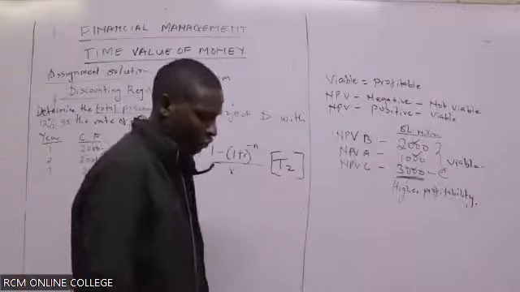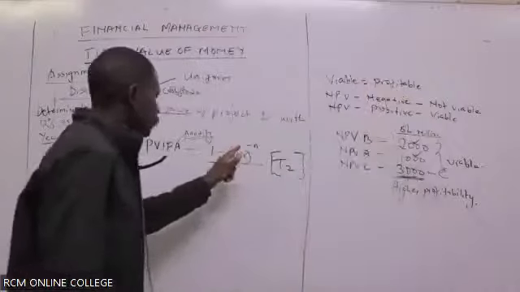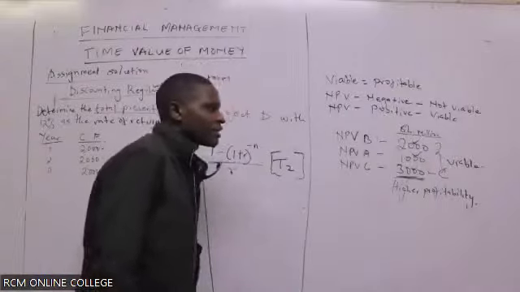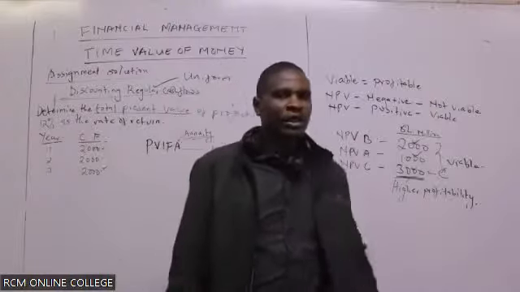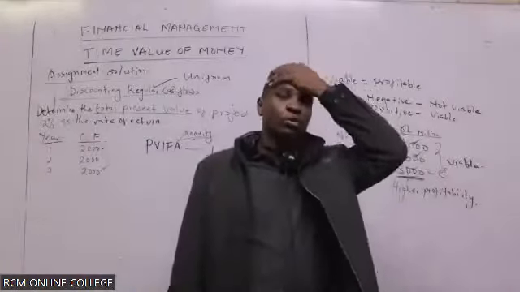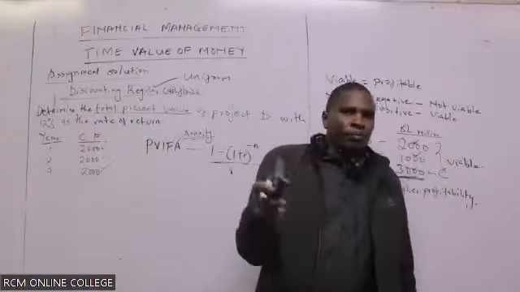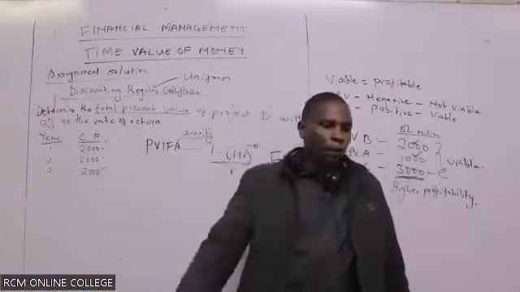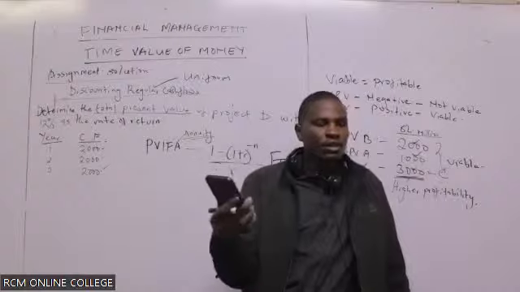For instance, in our question, what is our R? Is n positive or negative? Raised to negative n. It's negative. Let me mention it so that when we get there it will be easier. Anytime you are discounting, n is negative. Anytime you are compounding, n is positive. Yes, if you are discounting, n is negative.